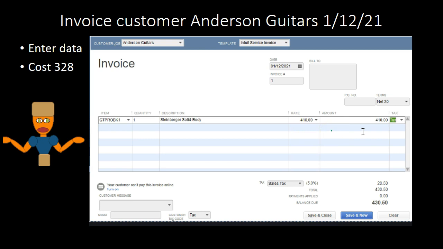We do have sales tax on it at 5%, and the 410 times that 5% would be the $20.50, and that would give us the total then of the 410 plus the $20.50 sales tax that we expect to receive from the customer. That would all be done automatically.